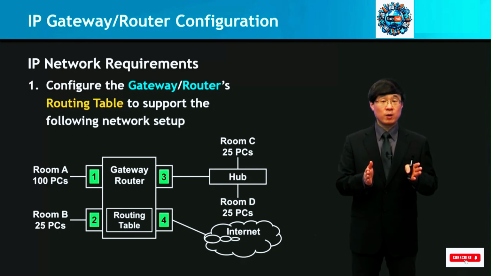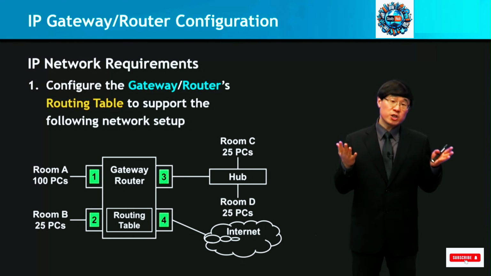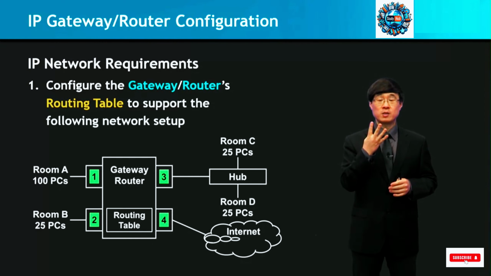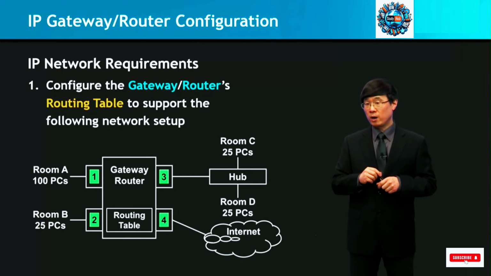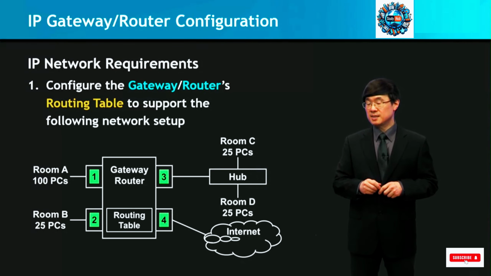For our gateway, we're going to assume that we have 4 ports that we're going to use. Now, a larger gateway could have, of course, more ports. However, it has 4 ports that we're going to use, port 1, 2, 3, 4, as you see right here, where for room A, there's 100 PCs inside, and we're going to connect interface 1 of the gateway to it. For room B, there are 25 PCs inside that room, and we're going to connect that to interface 2 of the gateway.